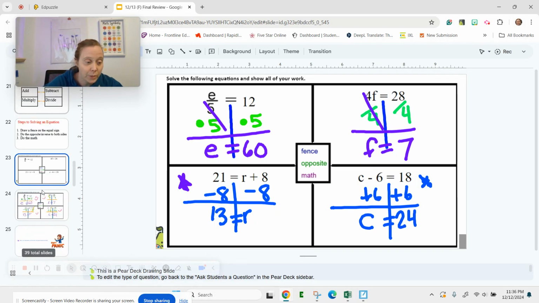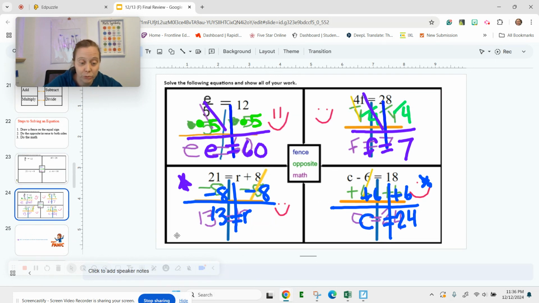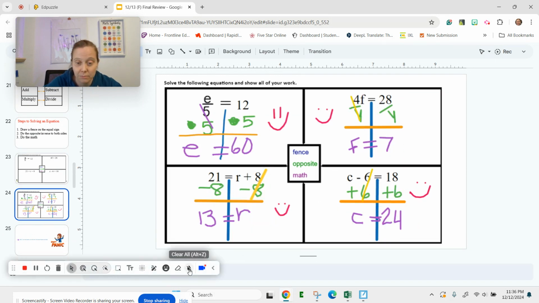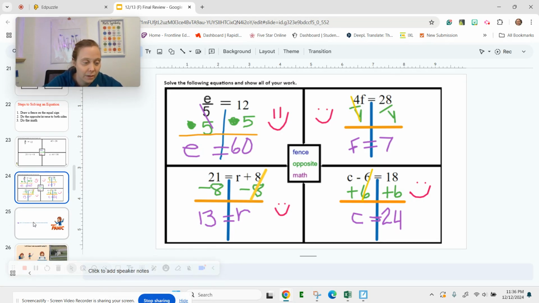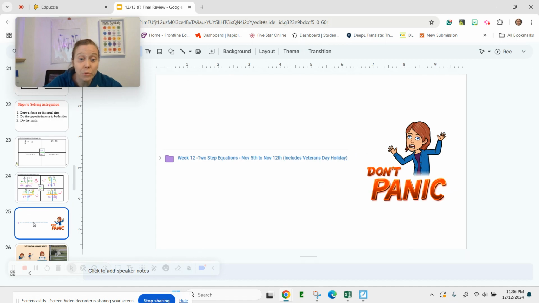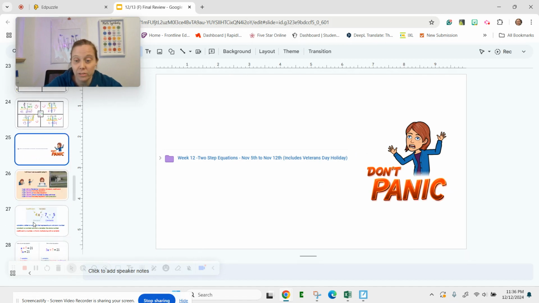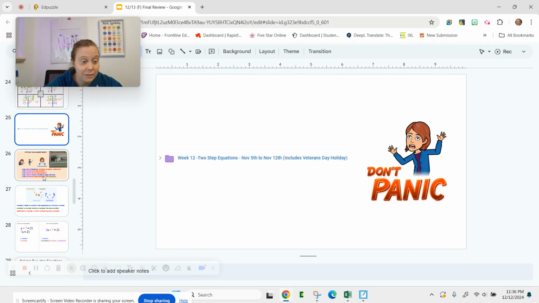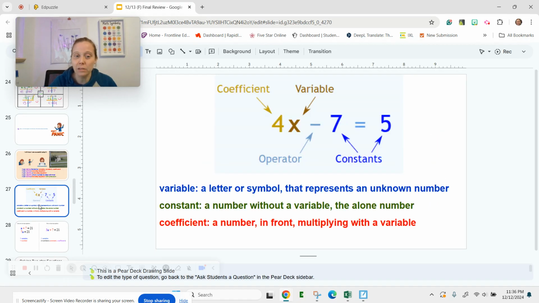So one-step equations, we've done them many times. You can also see the work here, kind of a little bit more color coordinated. All right, the next thing that we started talking about was two-step equations, right? Two-step equations, and again, not panicking. We started talking about a little bit more of those math words.